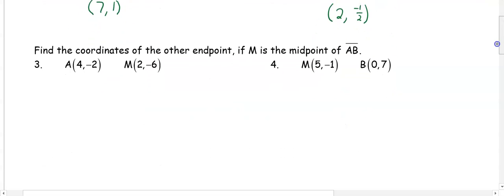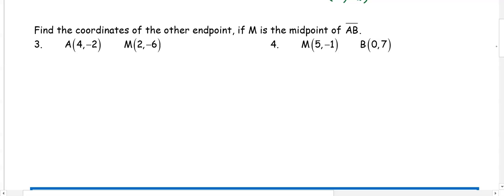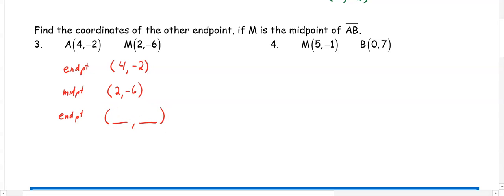Now, sometimes we can go the other way, where we're given a midpoint and an endpoint, but we need to find the other endpoint. In order to do that, we can look at how the x and y coordinates change. So I'm going to set up a little table. I'm always going to do endpoint, midpoint, and the endpoint that I am looking for. So the endpoint here is (4, negative 2). The midpoint is (2, negative 6). And we are looking for our other endpoint.